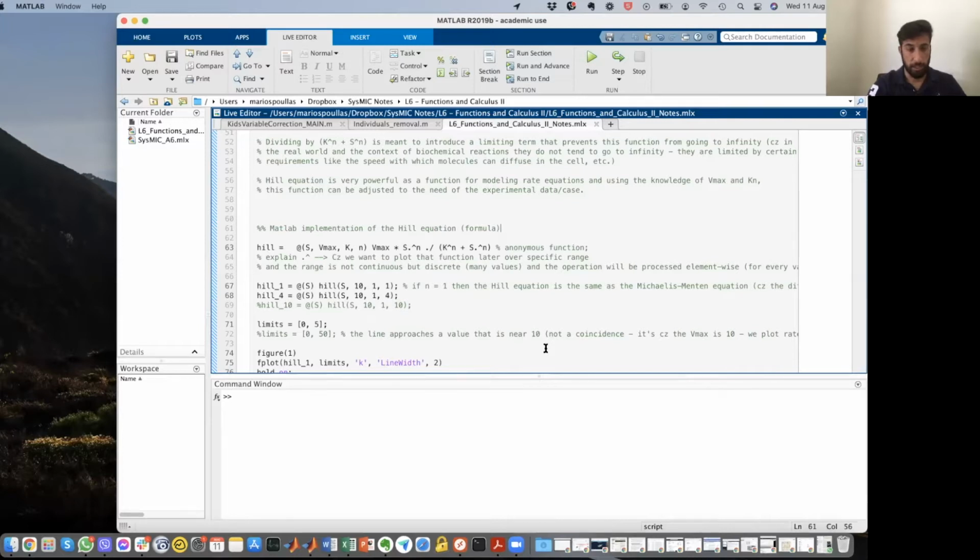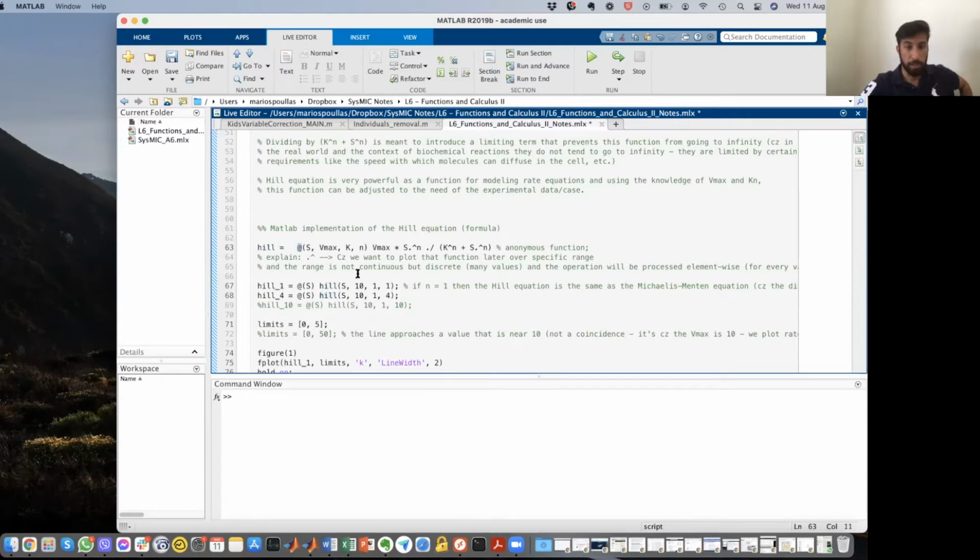Basically, what we do is what we've seen in the previous lecture. We are using an anonymous function to create the Hill equation. We are naming a variable with the name Hill, and we are assigning the equation into this variable. So we are using the anonymous function.